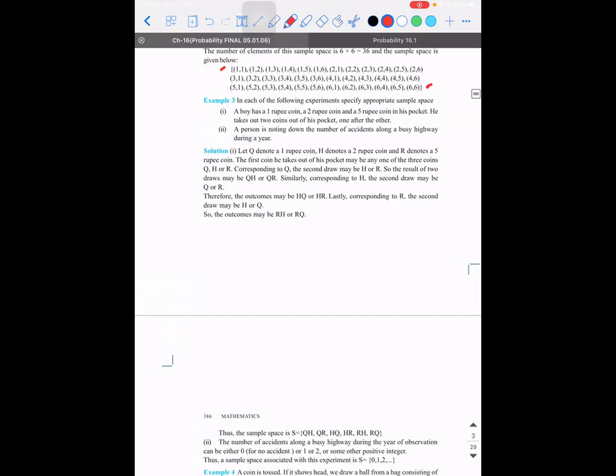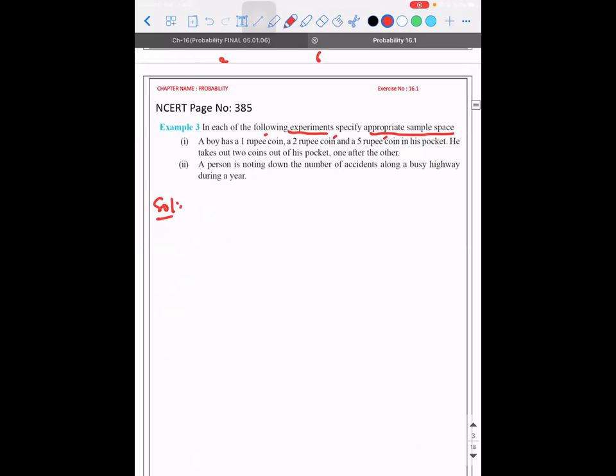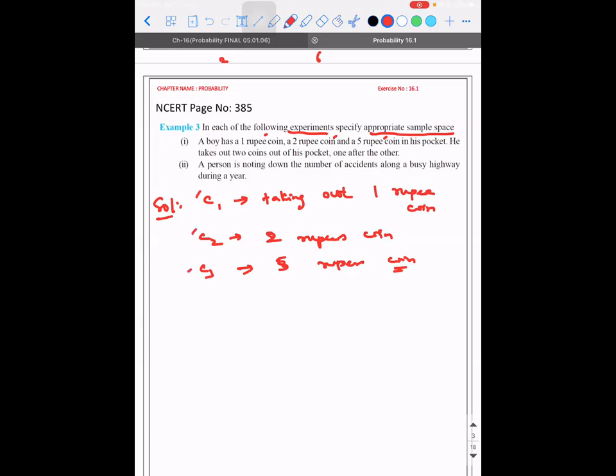What exactly should we find, sir? You need to find the samples. I'll call it like this, okay? Let's say C1 is the event of taking out a 1 rupee coin. C2 is the process of taking a 2 rupee coin. C3 is the process of taking the 5 rupees coin. I hope this point is clear. So all these are events. Events are part of the experiment.